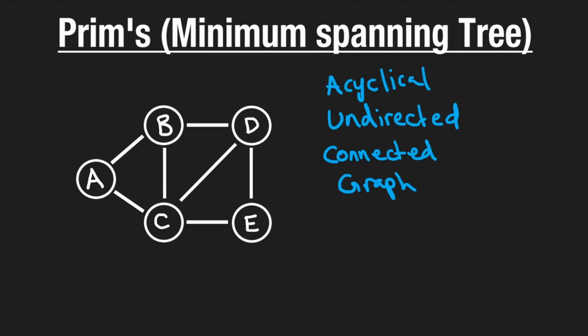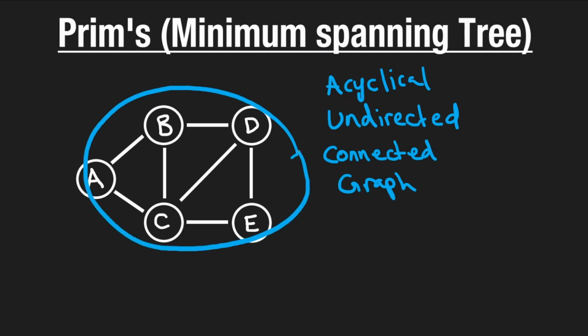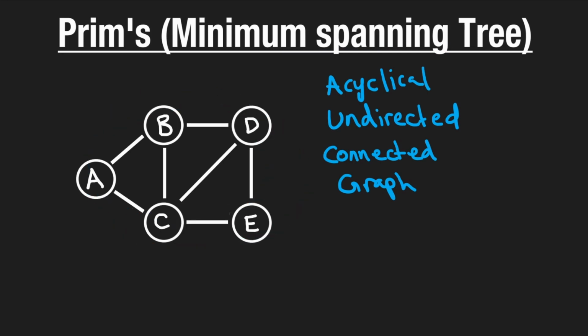But what exactly is a minimum spanning tree? Well, given a graph like this, we want to take a subset of the edges that form a tree based on this criteria, but we want to do so such that we minimize the total cost. In this case, it doesn't look like the edges have a cost, but if they did, we would want to take a subset of the edges such that the total cost is minimized.